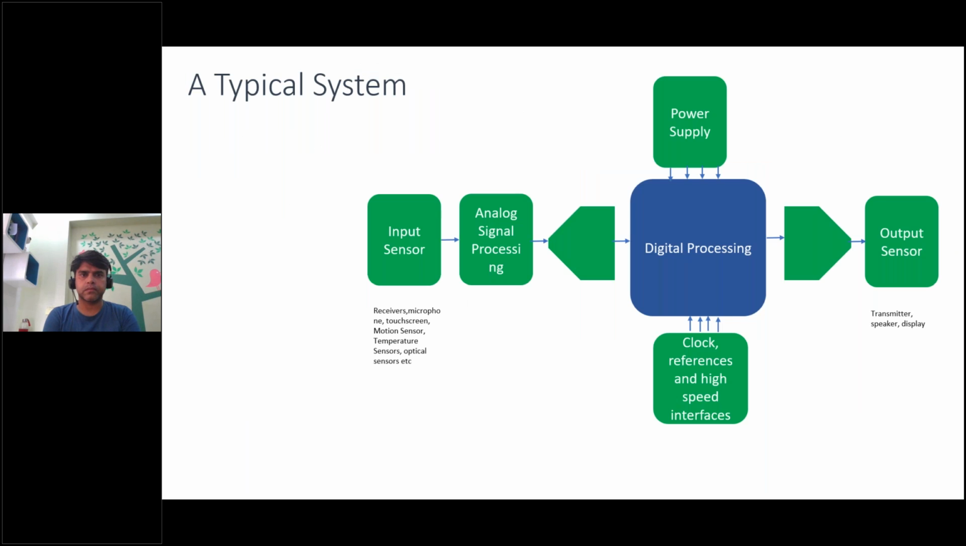So this is a block diagram of a typical system. If you pick up any chip, it's actually like this. You have an input sensor, basically it can be a transducer. Then you have IO ports. Then you do some kind of analog signal processing. Then it goes through an analog to digital converter. This is where the bulk of the digital processing happens. But then to make this digital processing work, you need power supplies and you need a clock.